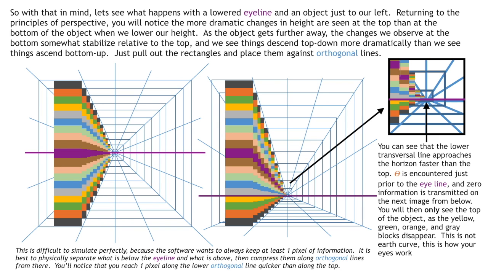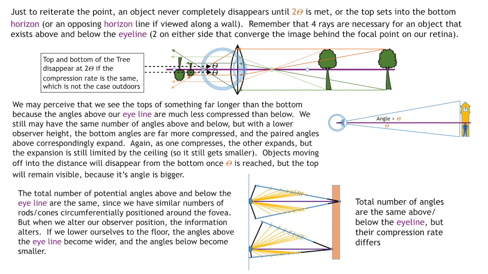You'll notice though when you do that you reach 1 pixel along the lower orthogonal line a lot quicker than along the top. And just to reiterate the point, an object never completely disappears until 2 theta is met, or the top sets into the bottom horizon, or an opposing horizon line if we're viewing something along a wall, let's say. But the two common methods would be if 2 theta is met, or the top sets into the lower horizon, since the lower horizon is usually much closer in than the aspects above our eye line.